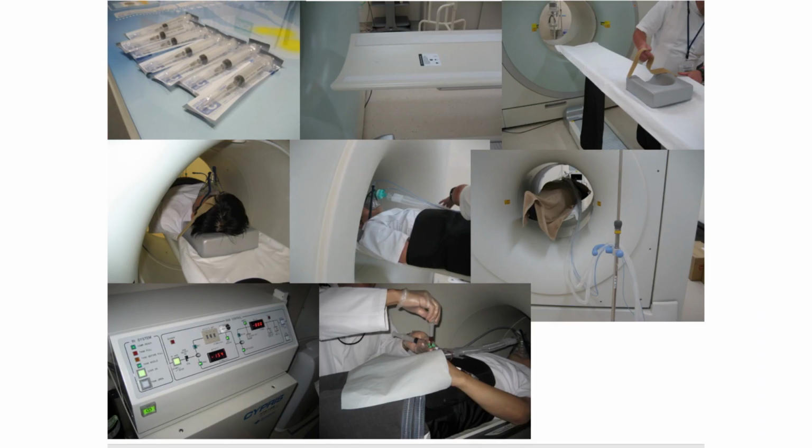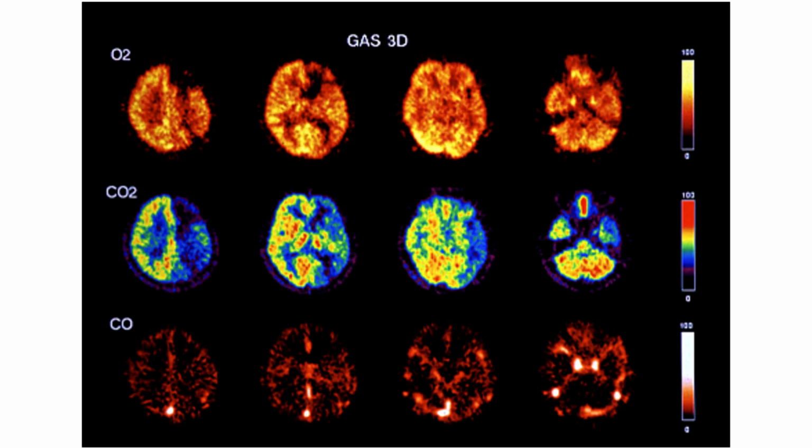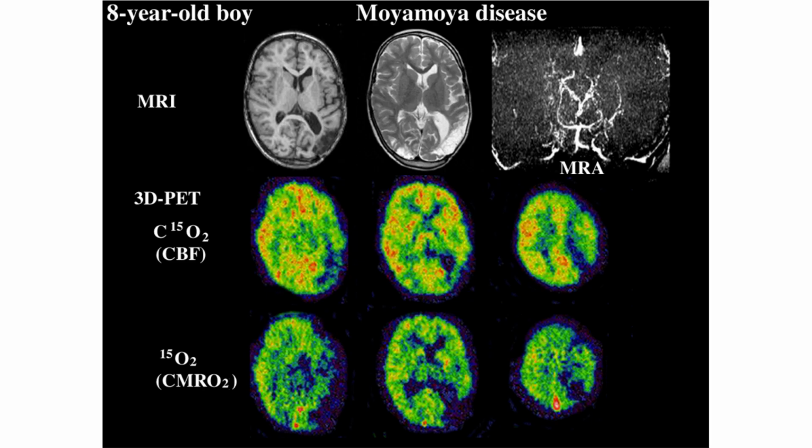These are scenes of PET measurement using O15 gas inhalation. O15 gas inhalation by mask and arterial blood sampling are performed. This image shows oxygen metabolism by oxygen from O15 gas inhalation, cerebral blood flow by carbon dioxide, and cerebral blood volume by carbon monoxide. Cerebral blood flow and oxygen metabolism images of an 8-year-old boy with Moyamoya disease.